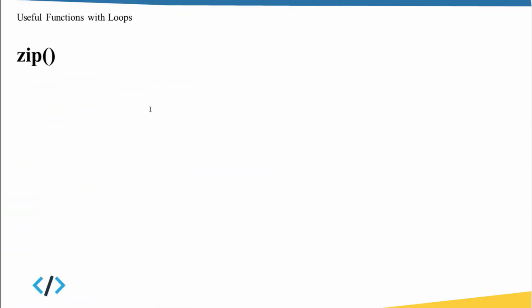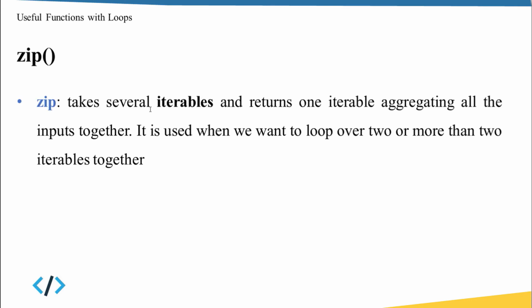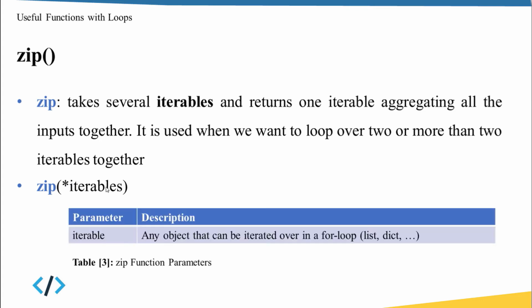The third and last function that I want to talk about is the zip function. Zip is a function that takes several iterables and returns one iterable aggregating all inputs together. The main use case of the zip function is when I want to loop over two or more iterables together. So if you want to use the zip function, usually we say zip asterisk iterables. And the asterisk here means that you can pass as many of these iterables as you want. So again, what's an iterable? It's any object that can be iterated over in a for loop.